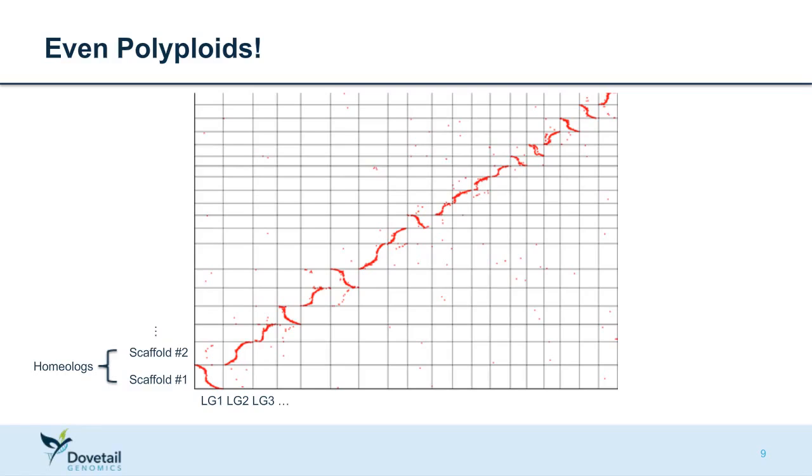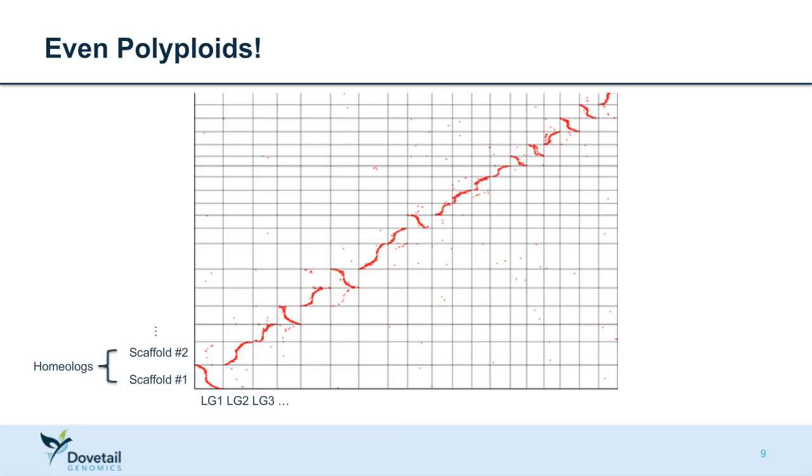What we're looking at here is the genetic markers along the x-axis, so each column there is a linkage group, and we're looking at the scaffolds of our assembly along the y-axis, each box representing a scaffold.